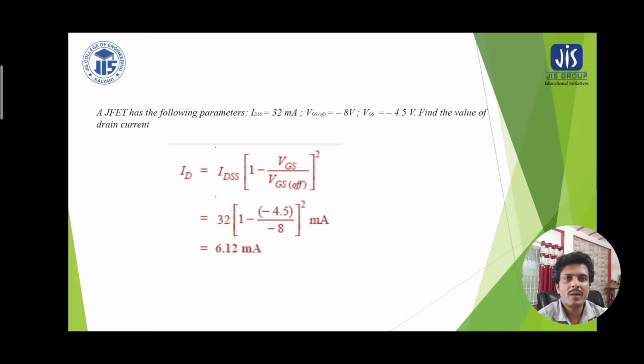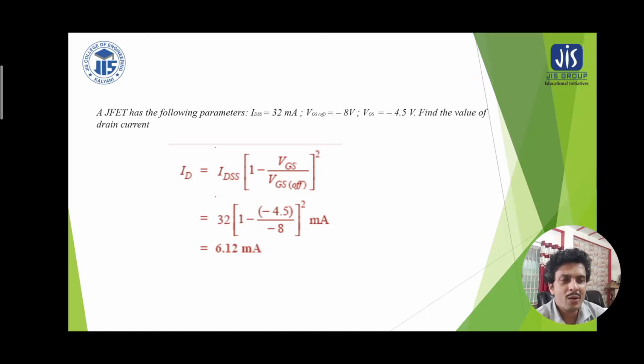This is the second problem, where it is stated that a JFET has the following parameters: IDSS, that means drain to source saturation current under VGS equal to 0 volt, is 32 milliampere. And it has also been stated that VGS off, that means the pinch off voltage, is minus 8 volt. That means if we apply gate to source voltage of minus 8 volt, then the channel is fully occupied by the depletion region, and therefore none of the majority charge carrier of the channel will flow from source to drain. So it is completely blocked. Also VGS is equal to minus 4.5 volt. So the instantaneous gate to source voltage is given as minus 4.5 volt.